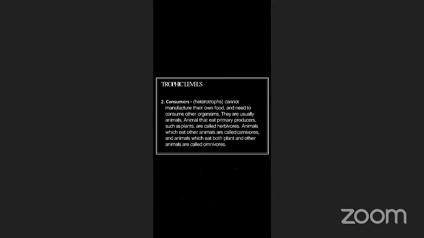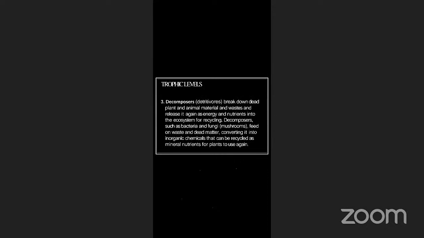Then consumers. Consumers cannot prepare their own food, hence they are called heterotrophs. They feed on other organisms, usually animals, but only primary consumers feed on plants. And they can be either herbivores, carnivores, or omnivores. Omnivores means both carnivores and herbivores.